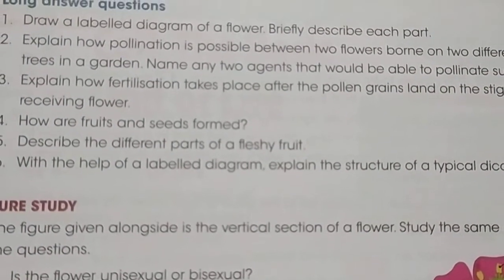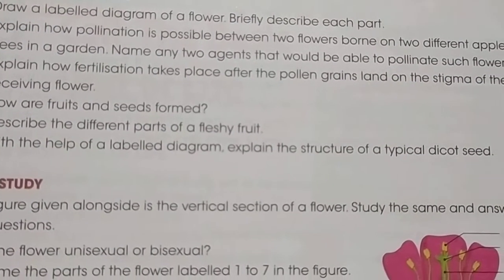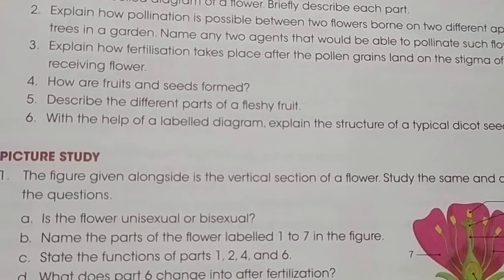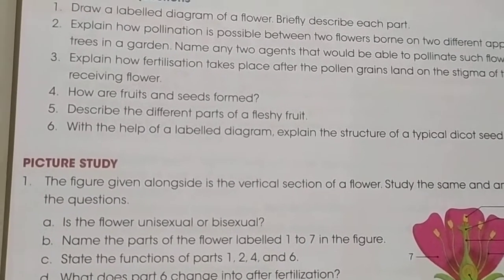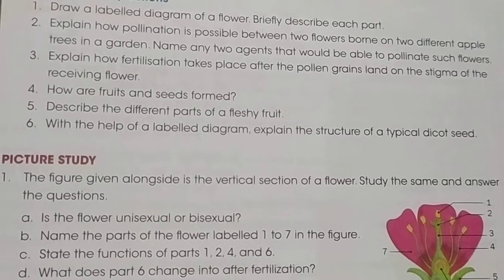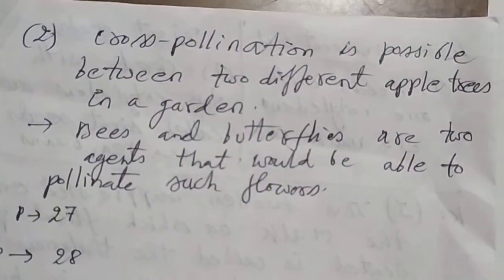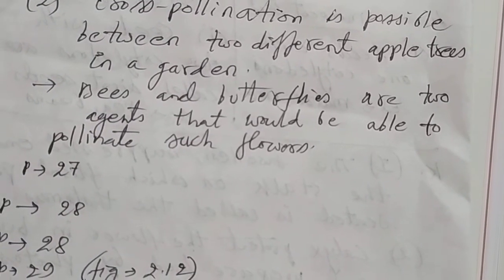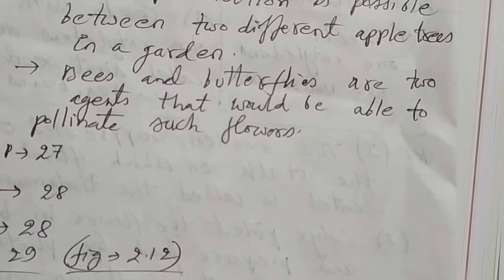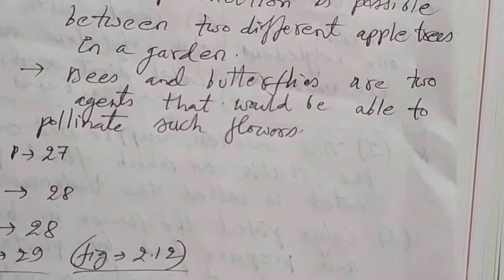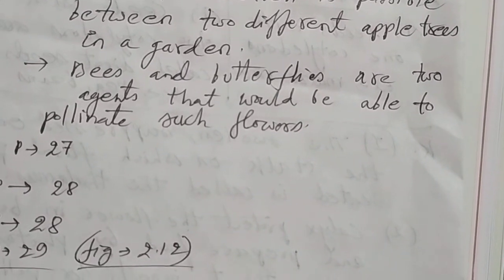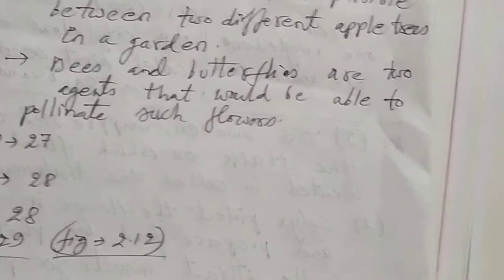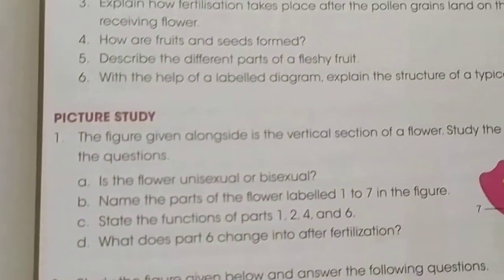Explain how pollination is possible between 2 flowers borne on 2 different apple trees in a garden, and name any 2 agents that will be able to pollinate such flowers. The answer is, cross pollination is possible between 2 different apple trees in a garden. So the answer is cross pollination, and the bees and butterflies are the agents that will be able to pollinate such flowers.